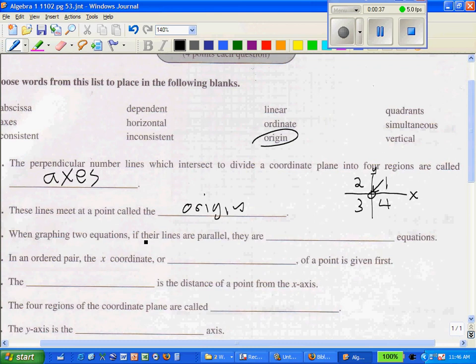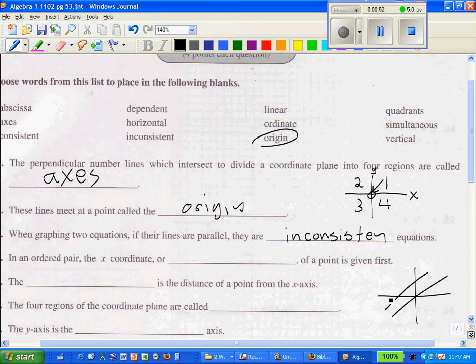When graphing two equations, if their lines are parallel, they are inconsistent. When you have two equations and you graph them and their lines are parallel, they're inconsistent.